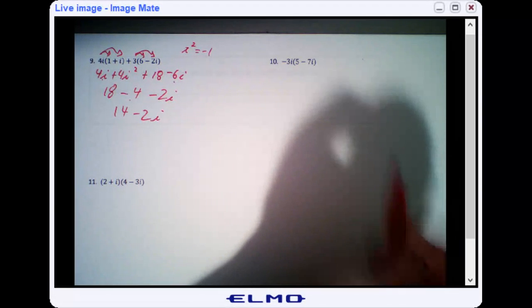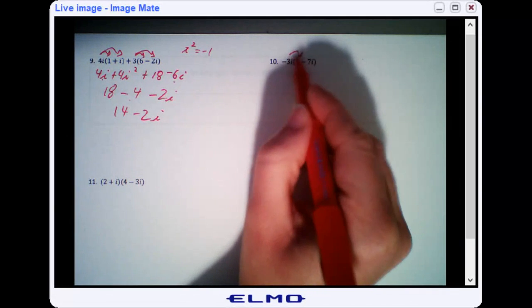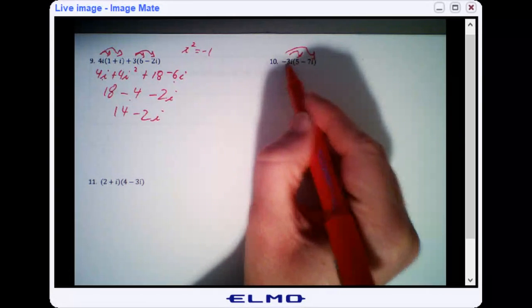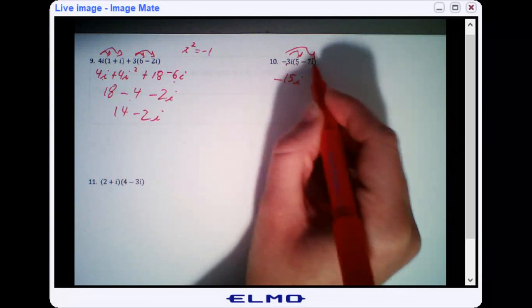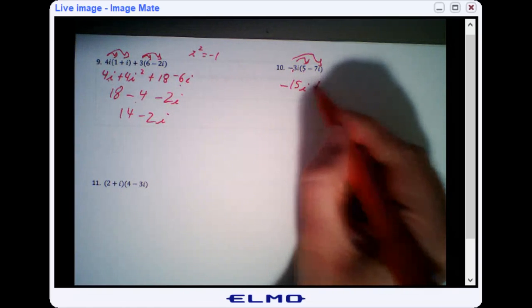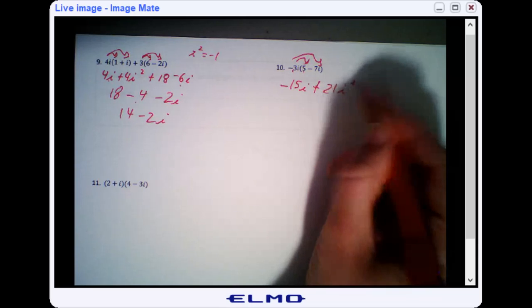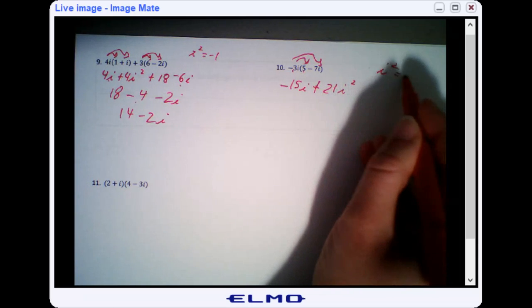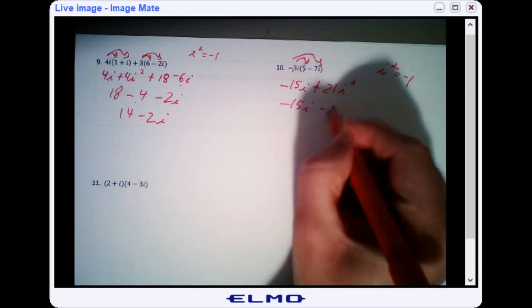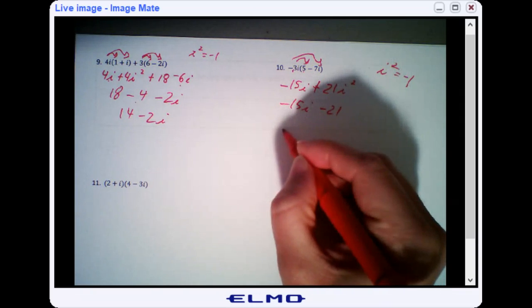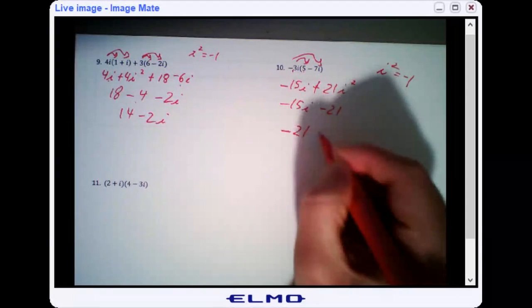For 10, we're going to distribute. So we get negative 3i times 5 is negative 15i. Negative 3i times negative 7i. Oops. It's going to be positive 21i squared. I know i squared equals negative 1. So we're going to get negative 15i minus 21. I want it in standard form, so we're going to just rewrite negative 21 minus 15i.